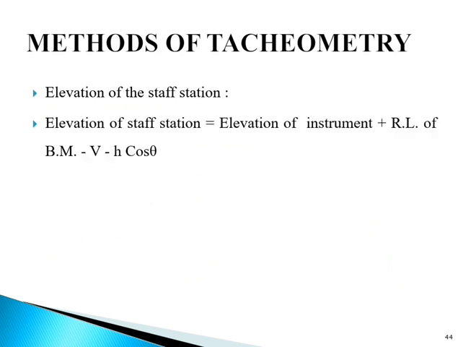If we talk about the elevation of the staff station, the elevation of the staff station is equal to the elevation of the instrument plus RL of benchmark minus V minus h cos θ. So these are the required equations. So be sure you remember all three cases because it is very important for your examination.